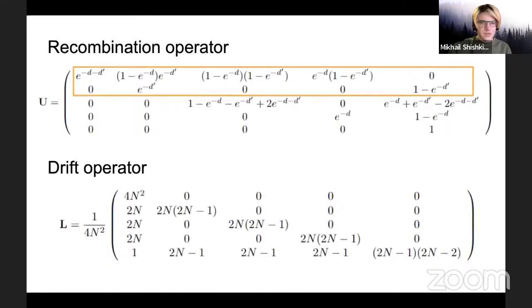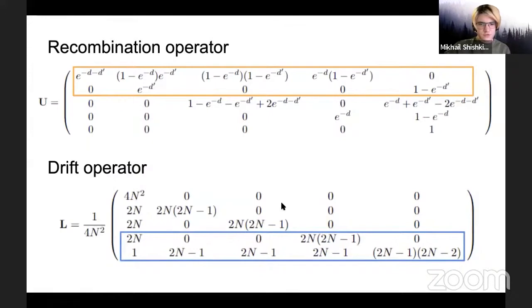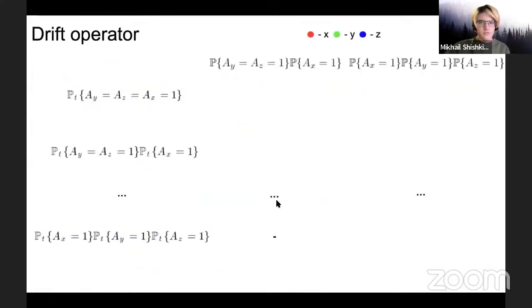Okay. And now let's look at the drift operator. So we just randomly select individuals from the previous generation, like parents for individuals in the next generation. Let's look at these last 2 rows. When we have only one chromosome and we want to get 2 chromosomes from one, we should choose the same parent from the previous generation. And if we have an effective population size of 2n, the probability for this event is 1 divided by 2n.